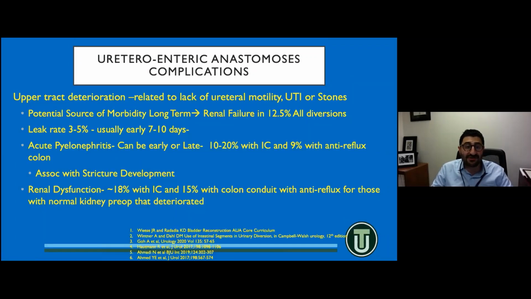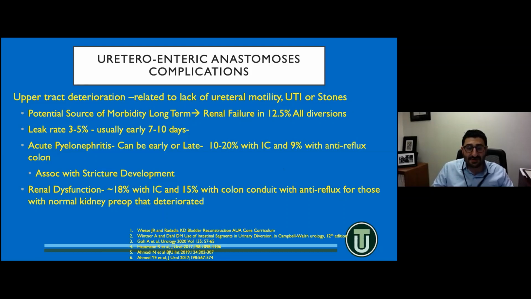Things we worry about in terms of complications: upper tract deterioration. This can be a result of lack of ureteral motility, UTI, or stones, and this can occur long term. Leak rates are around 3 to 5%, and these usually occur early after urinary diversions. Acute pyelonephritis can occur early as well as late into survivorship, and it can be associated with stricture development.